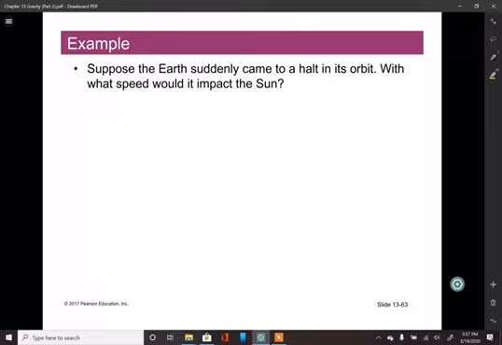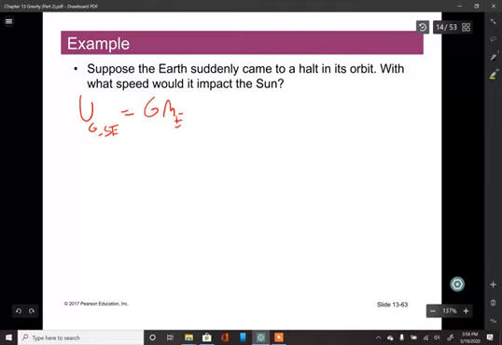Our initial energy is going to be just the potential energy. There's no kinetic energy left. So this is U_G sun Earth, which is negative G times the mass of the Earth times the mass of the sun over R sun Earth.